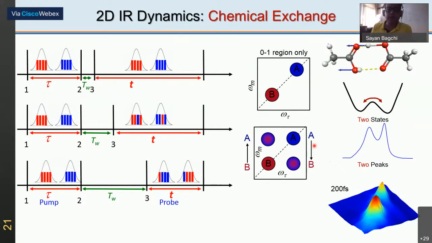But what about this exchange process, this hydrogen bond making and breaking? For example, as you see here, this is a process of acetic acid dimer.